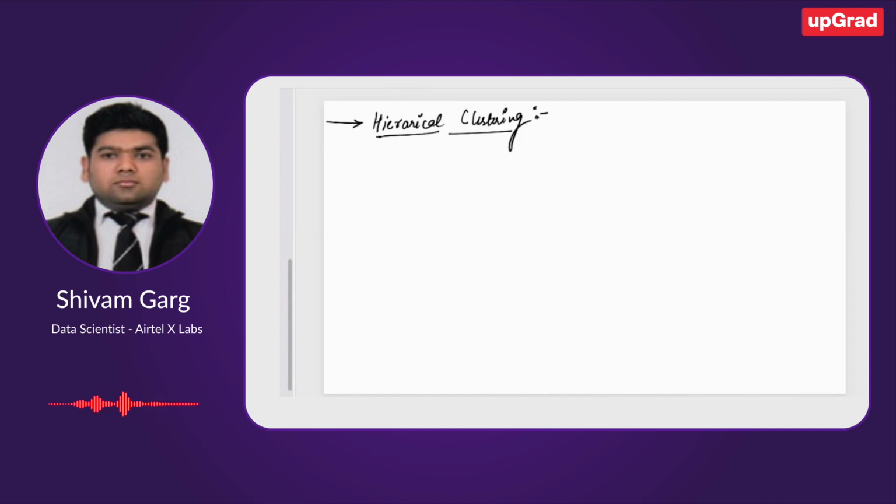We first train the algorithm, and once the algorithm is ready, then we will decide how many clusters would be good enough on the basis of the results. So hierarchical clustering is actually overcoming the problem that we have in K-means clustering, that we need the number of clusters to be defined beforehand. In hierarchical clustering, that is not the scenario.